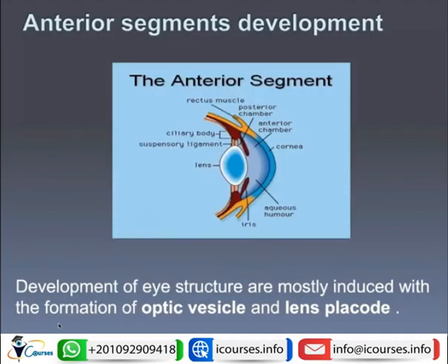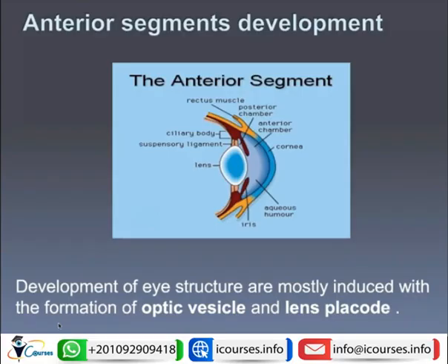So here we will now study more specifically the development of each ocular structure. We'll start first with the anterior segment development, and in the second half we will study the development of the posterior segment and the blood vessels.